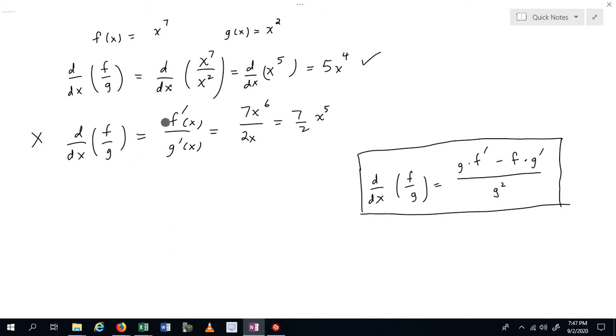So be careful about this trap. The derivative of f divided by g is not f prime divided by g prime, even though it seems like it should be. It's actually equal to this, and this is called the quotient rule. Okay, and so let's see if we get the same thing.